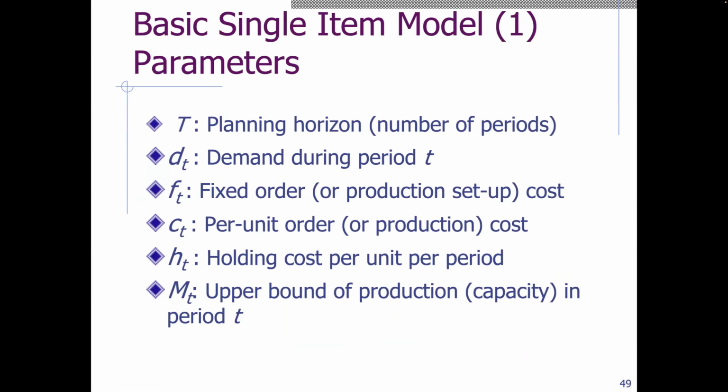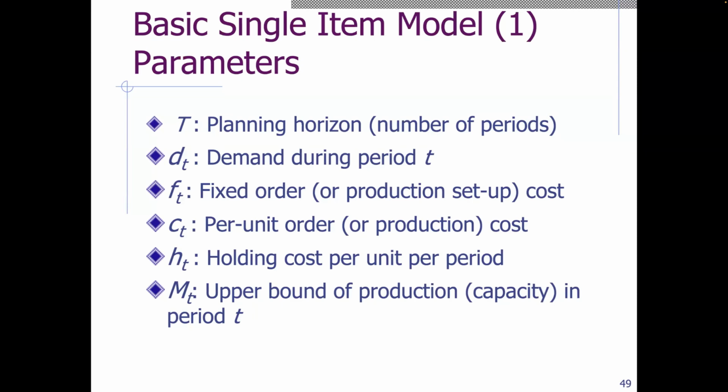Here are the notations. Capital T is the number of periods. We will use small t as an index for the periods. D_t is the demand during period t, f_t is the fixed production setup cost.